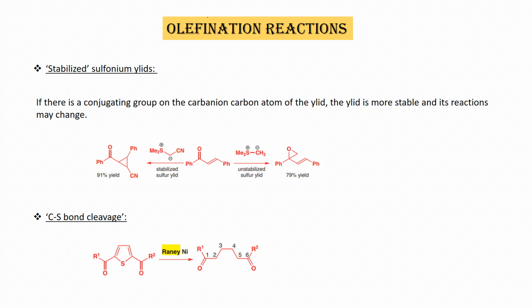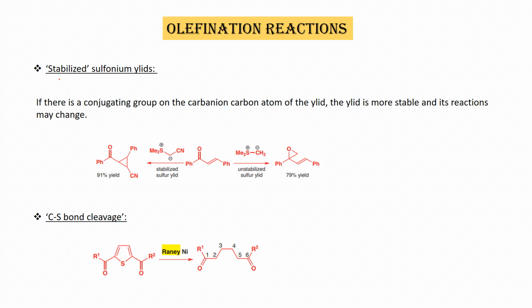There is another type of reagent which is called stabilized sulfonium ylide. We know about ylide in case of Wittig reaction. Today I haven't added the Wittig reaction in this slide. In the next class we will discuss the Wittig reaction. So here I am discussing a different type of ylide which is called stabilized sulfonium ylide. So what is called stabilized sulfonium ylide?